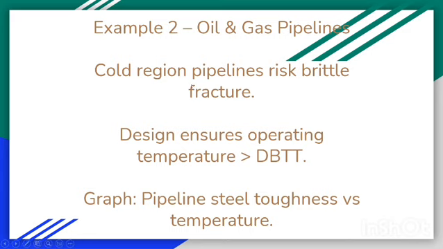Oil and gas pipelines are built underground throughout the world. The construction of oil and gas pipelines in cold regions may cause DBTT, brittle fractures at low stresses. So we need to ensure the metal can withstand it, and the design ensures the operating temperature is above the DBTT.